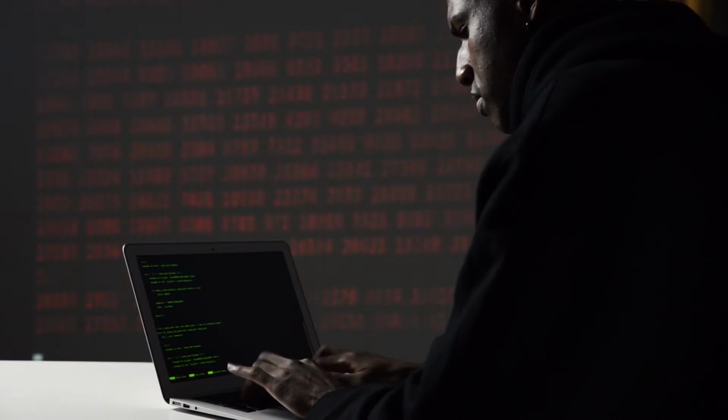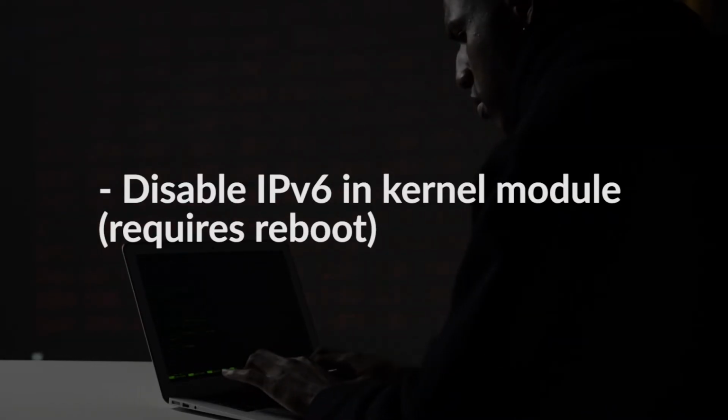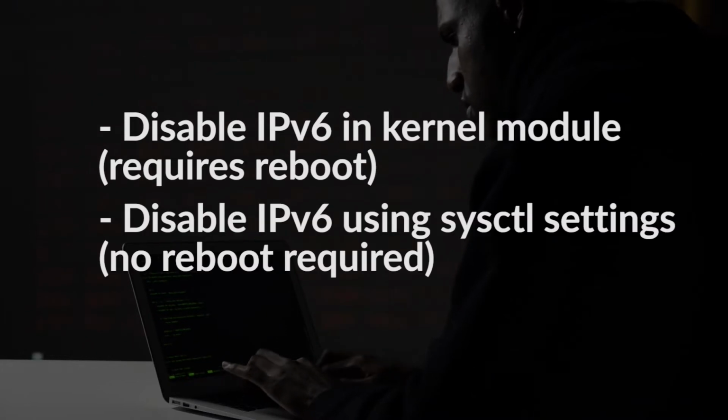There are two ways to disable IPv6 on CentOS. Disable IPv6 in the kernel module, which requires a reboot. Disable IPv6 using sysctl settings, no reboot required.